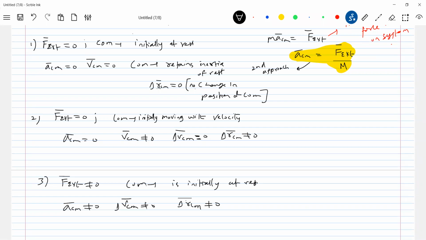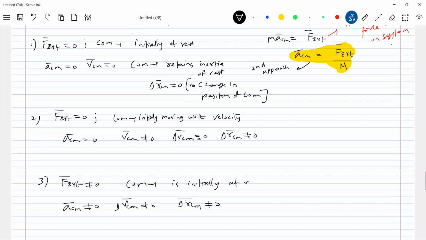So whenever you get any system, check what the state of the system is. Is it at rest or in motion? If it is at rest with net external force zero, then you can pick up condition one. Net external force zero and center of mass having uniform velocity motion: the center of mass will continue its uniform velocity motion, but there will be a change in position of the center of mass.